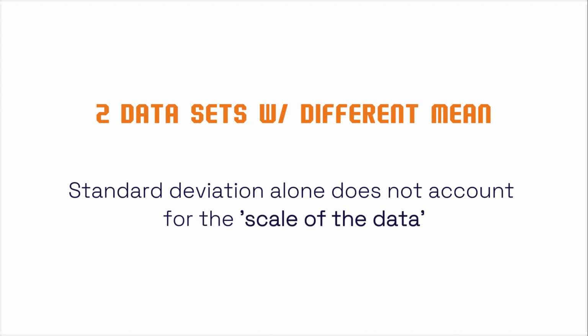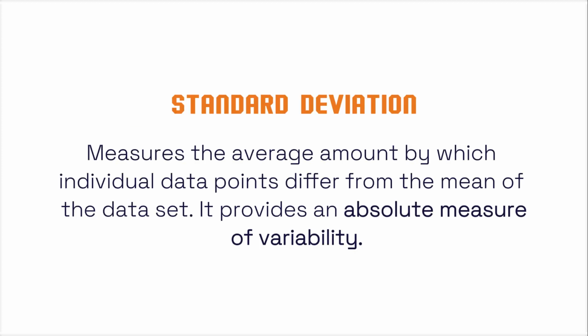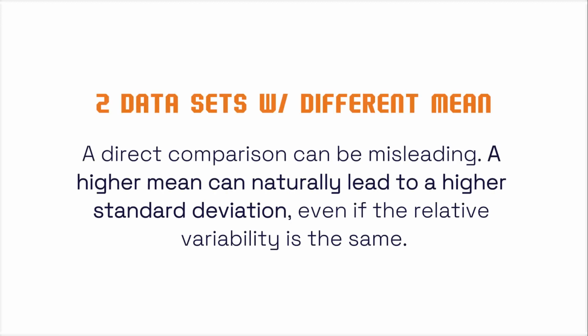However, comparing the variability of two datasets with different means can be challenging because the standard deviation alone does not account for the scale of the data. Standard deviation measures the average amount by which individual data points differ from the mean of the dataset. It provides an absolute measure of variability. However, when the means of two datasets are significantly different, comparing their standard deviations directly can be misleading. A higher mean can naturally lead to a higher standard deviation, even if the relative variability is the same.